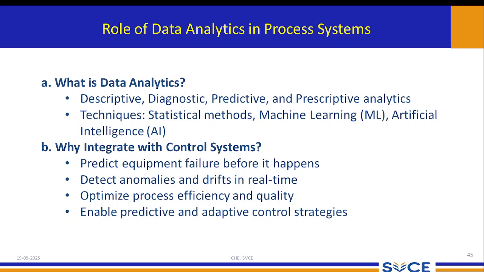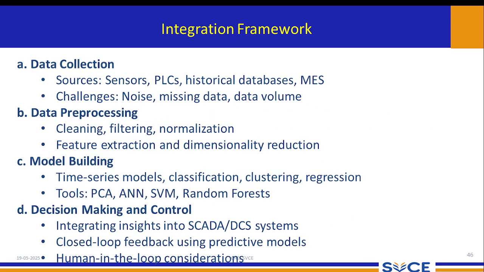So it's a revision of what has been covered so far in unit 5. The techniques are statistical methods, machine learning, and artificial intelligence. For data analytics, why integrate with the control system? To predict equipment failure before it happens, detect anomalies and drift in real time, optimize the process efficiency and quality, and enable predictive and adaptive control strategies.